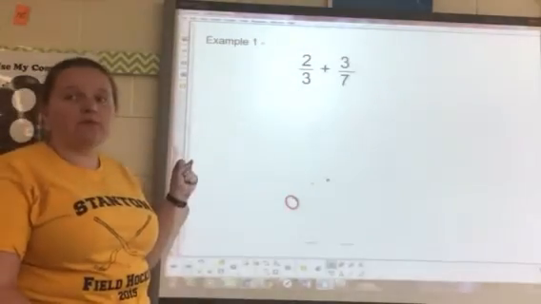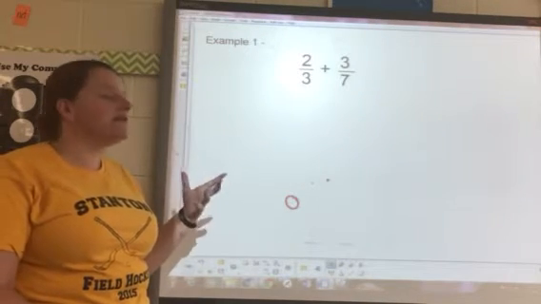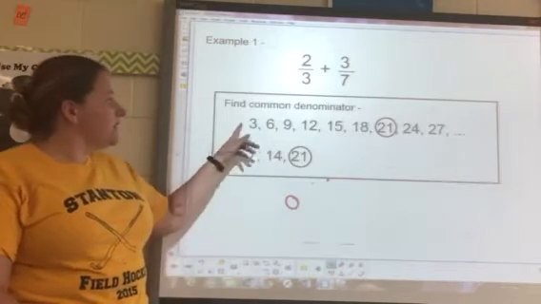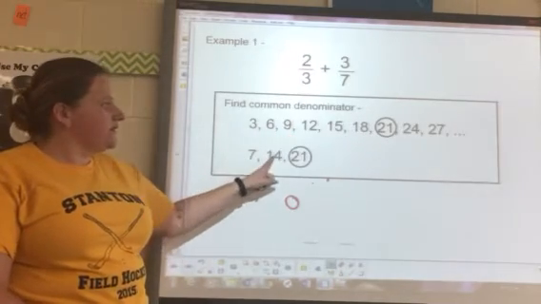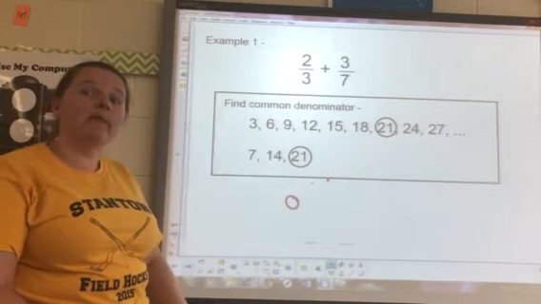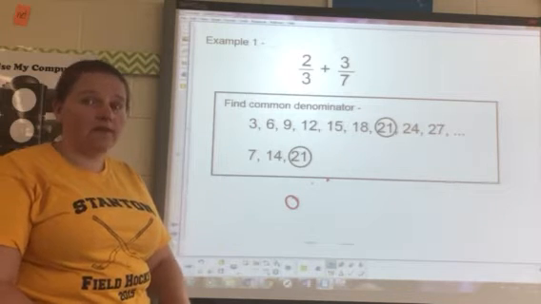So for example, 2/3 plus 3/7. I might be able to figure out the common denominator of 3 and 7 in my head, but if not, I'm going to list out my multiples. So I list out my 3's, and I start listing out some 7's, and I find that 21 is the least common multiple of both of them. This is what I want to use as my denominator.